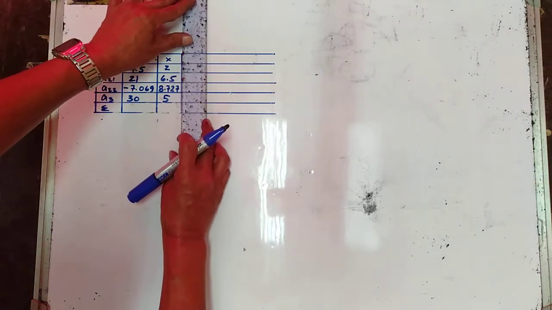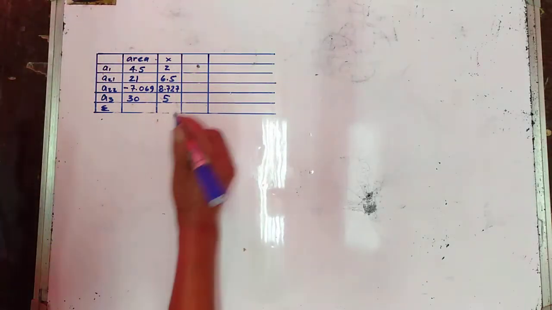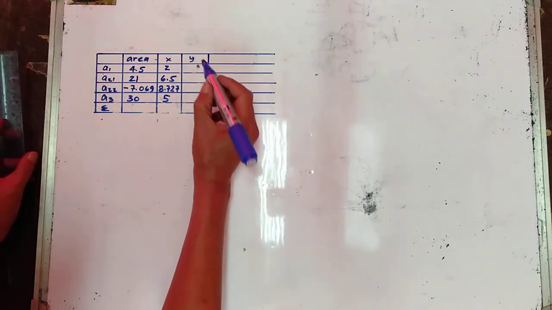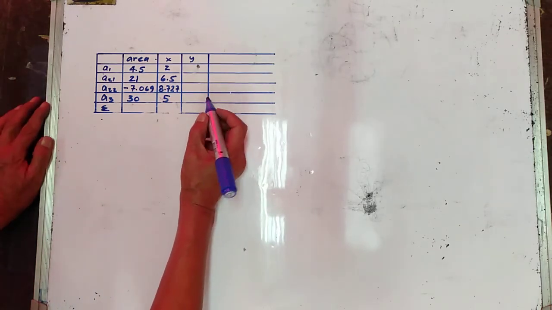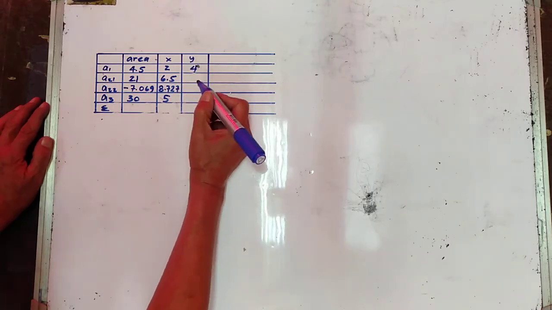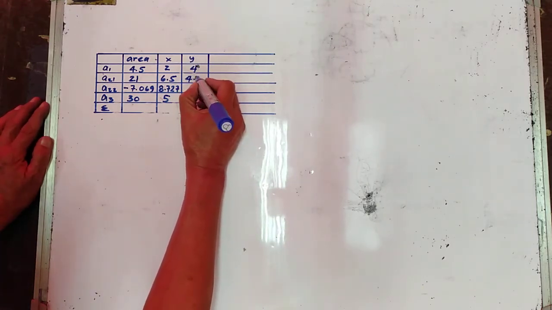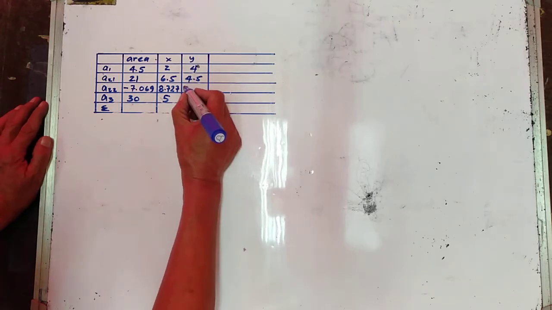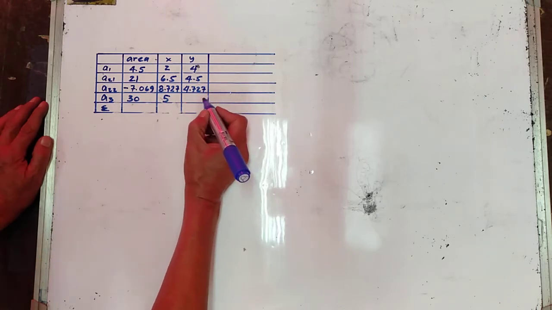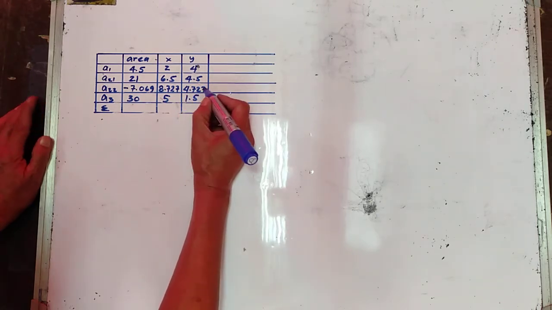Let's get the value of y. For y, your area 1 is 4, area 2-1 is 4.5, area 2-2 is 4.727, and area 3 is 1.5.